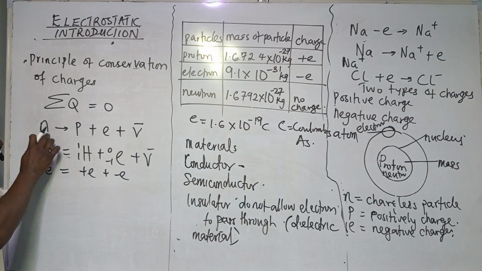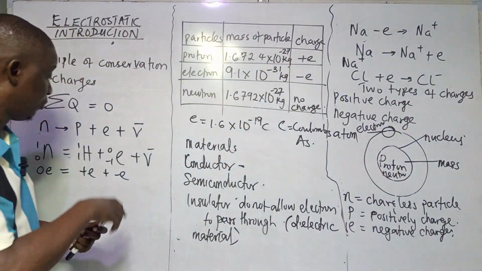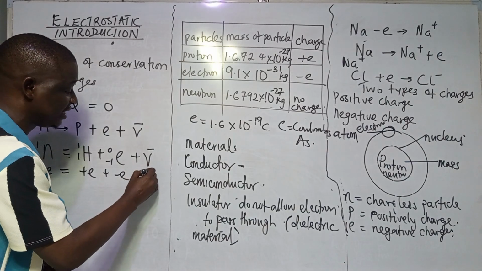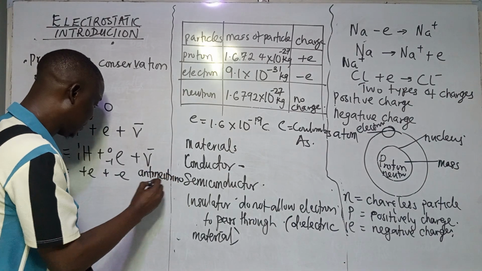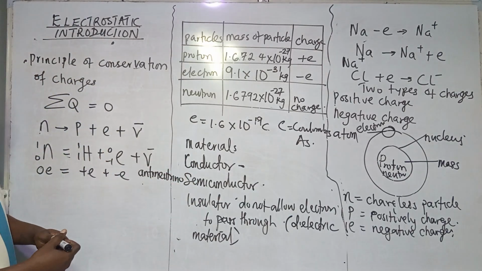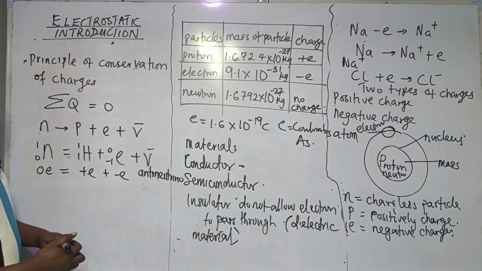Because this is unstable, if you remove them from the nucleus and isolate them, they are unstable. They will undergo this reaction to produce what we call antineutrino. It's a massless and chargeless particle. We are going to hear more about antineutrino under the reaction of radioactivity.